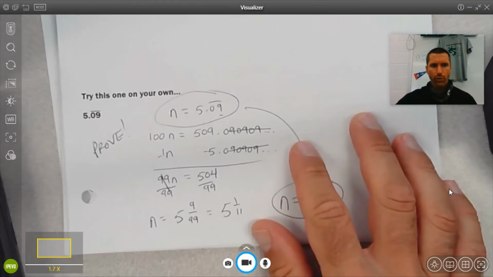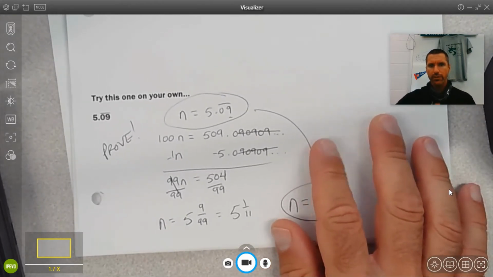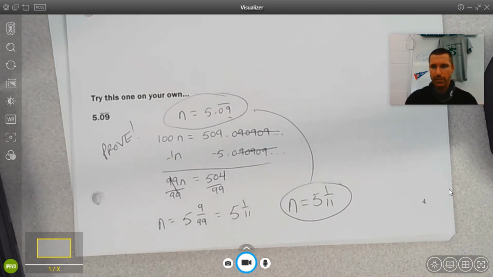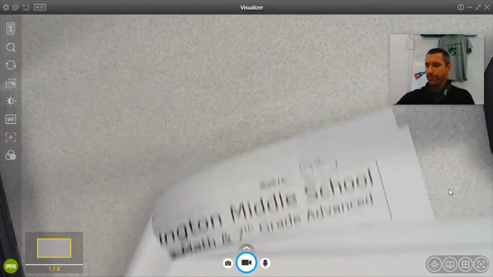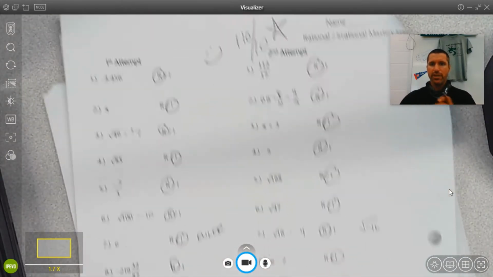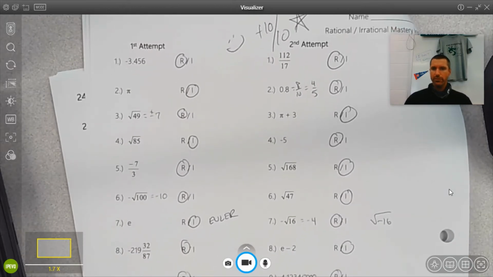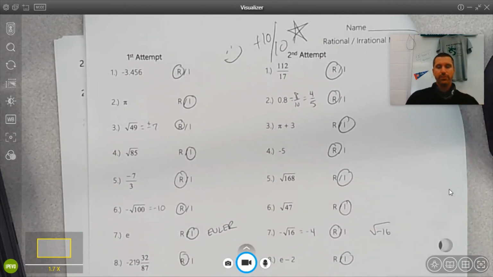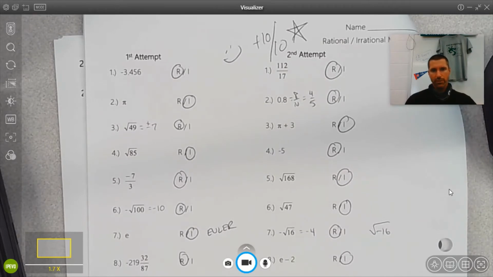We did one proof together, which falls back on yesterday's lesson on how to prove that a repeating decimal is in fact a fraction using the transitive property. And then we move forward with the actual lesson for today, the new stuff, which is really the old stuff. It's just practice on, can you tell by sight whether or not these numbers are rational or irrational?